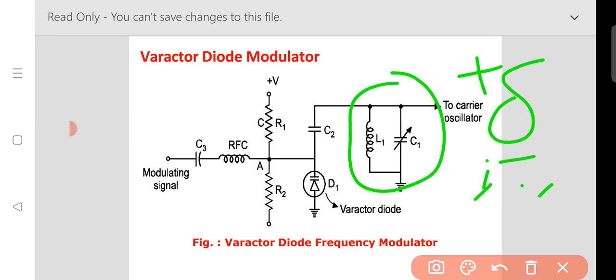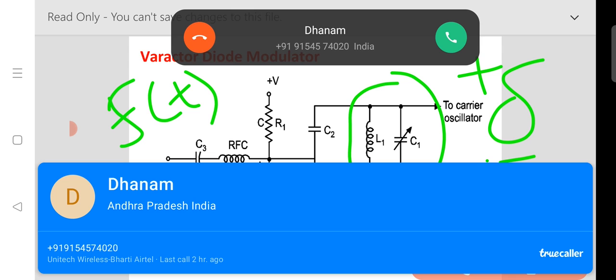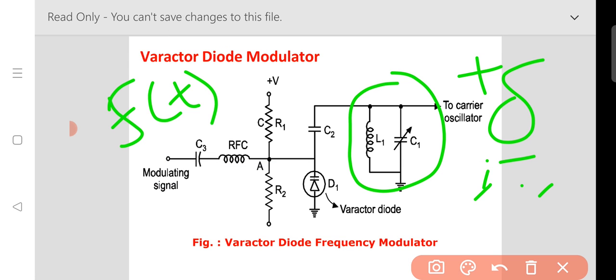It means the modulating signal, denoted by f of t. f of t is the modulating signal. This modulating signal controls the actual deviation of the frequency. So the frequency deviation is nothing but frequency modulation. Okay, just remember that point.